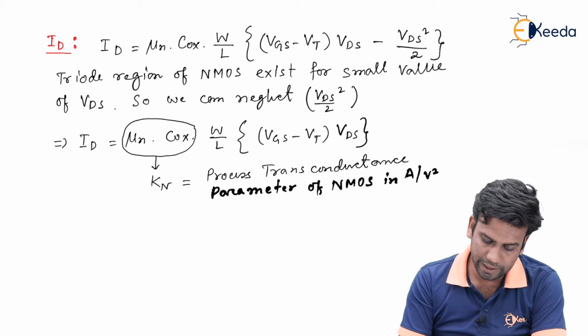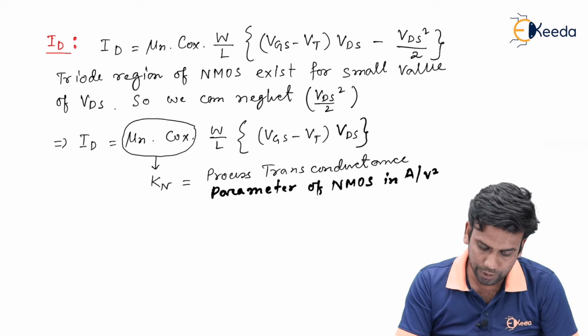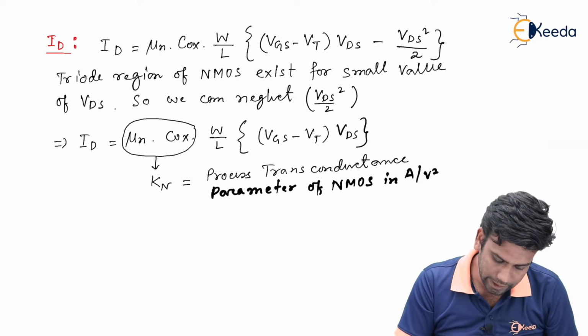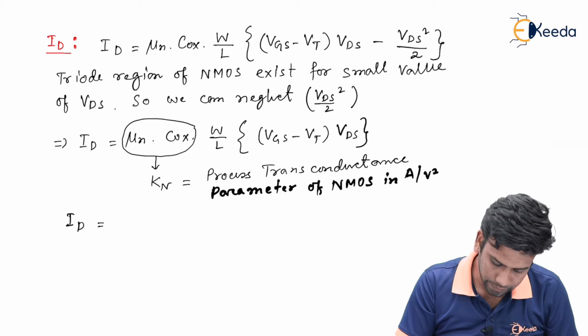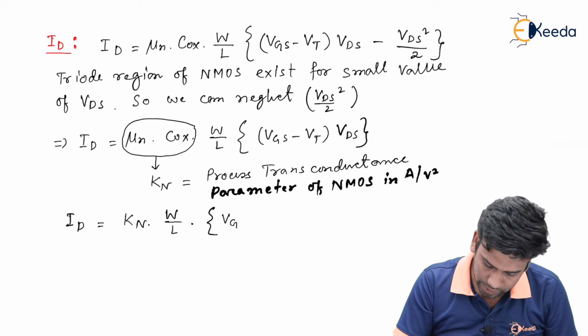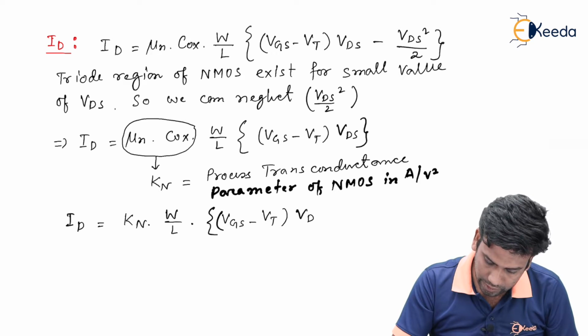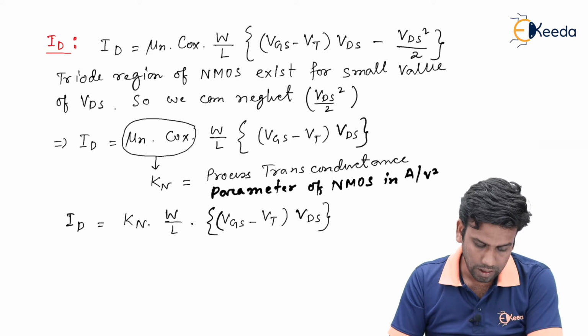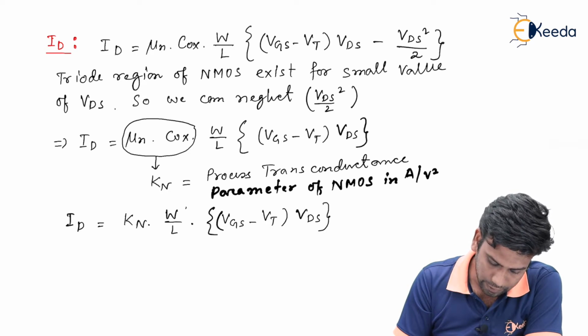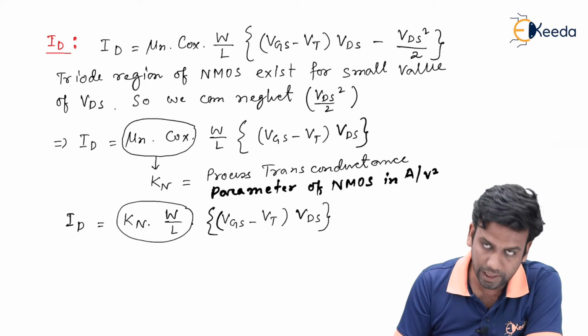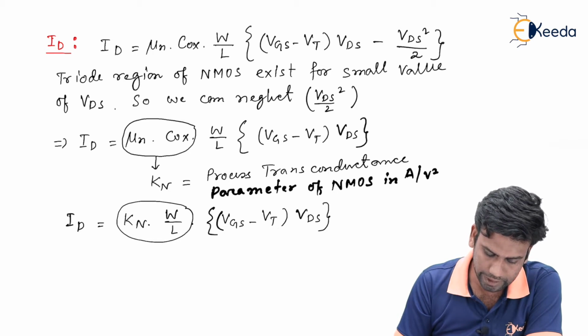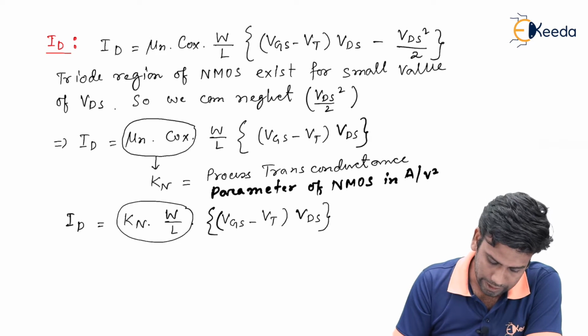Now if I replace this Kn value in the ID equation, we will get ID equals Kn into W by L into VGS minus VT into VDS. Now if I look at these two terms, Kn into W by L, that is Kn into the aspect ratio, let us take a new constant Kn dash.